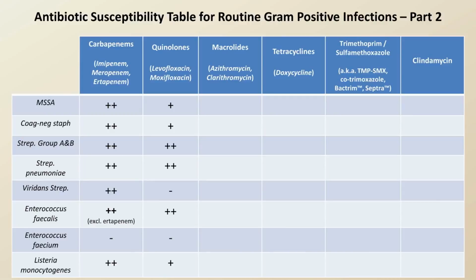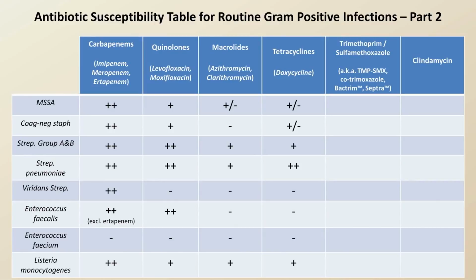Ciprofloxacin is not listed because, as a general rule, it has inadequate gram-positive coverage to be considered a reasonable option for most gram-positive infections. Gram-positive coverage from the macrolides, most commonly azithromycin, but also clarithromycin, is fair with better coverage of strep pneumoniae and group A and B than anything else. Tetracyclines, which in the United States essentially means just doxycycline, has excellent strep pneumo coverage, but as with the macrolides, otherwise has less robust gram-positive coverage.